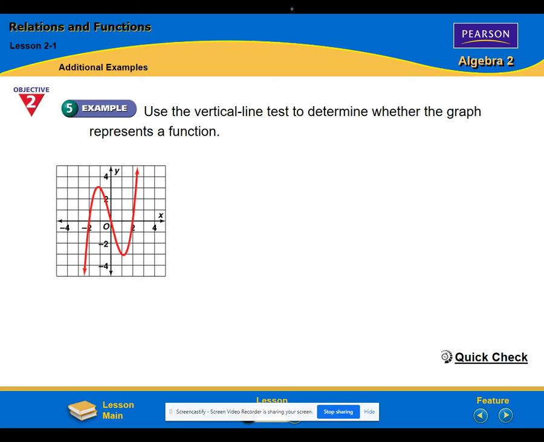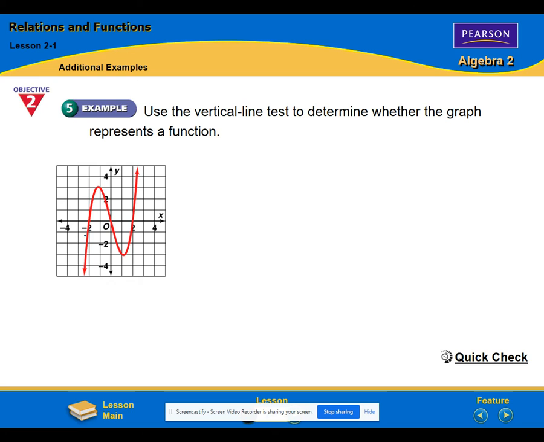So what about this then? Use the vertical line test to determine whether the graph represents a function. You see the problems that we do where they just list the ordered pairs, that's a good place to start, but that's not where we're going to stay. We're going to look at continuous functions and things like that, like the ellipse that I just showed you, etc.